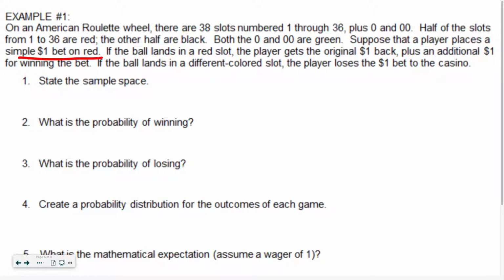What's the sample space in terms of this person coming up, betting on red? What are the possibilities when I turn the roulette wheel and the ball lands? Red, black, green. So we would list those in our sample space with the curly brackets: red, black, green. What is the probability of winning?